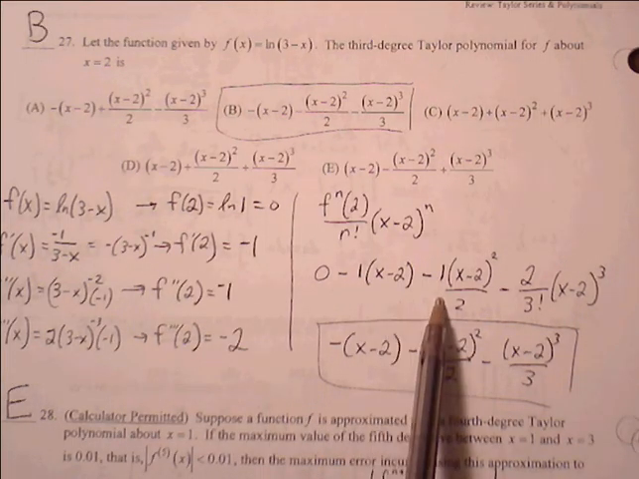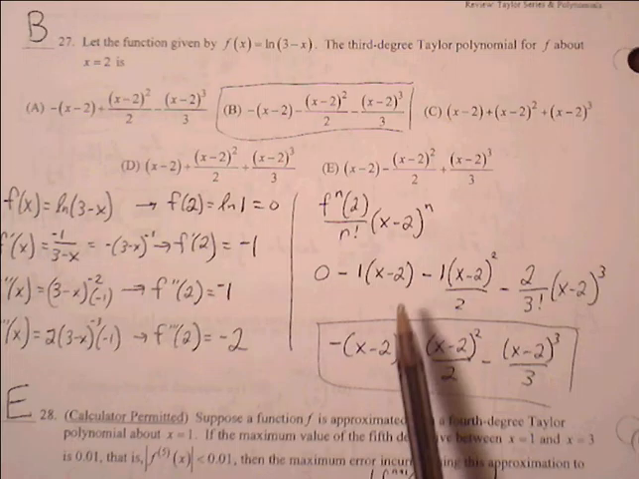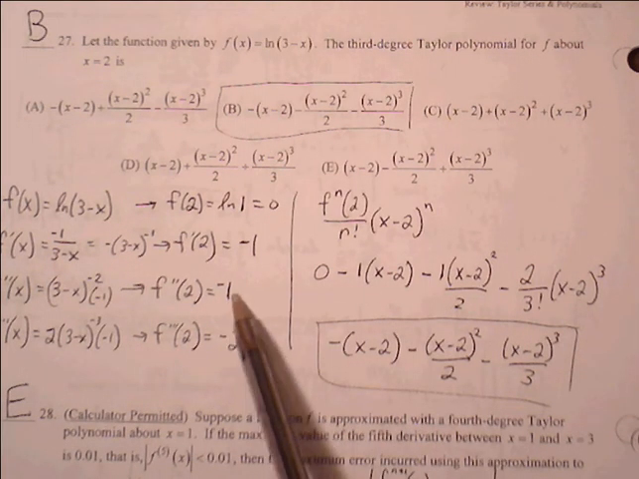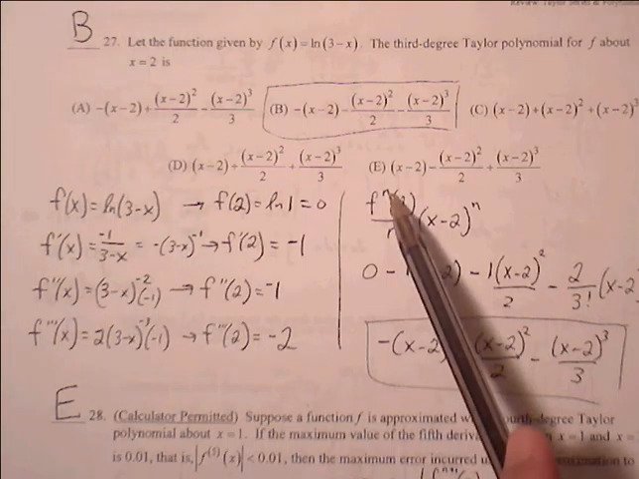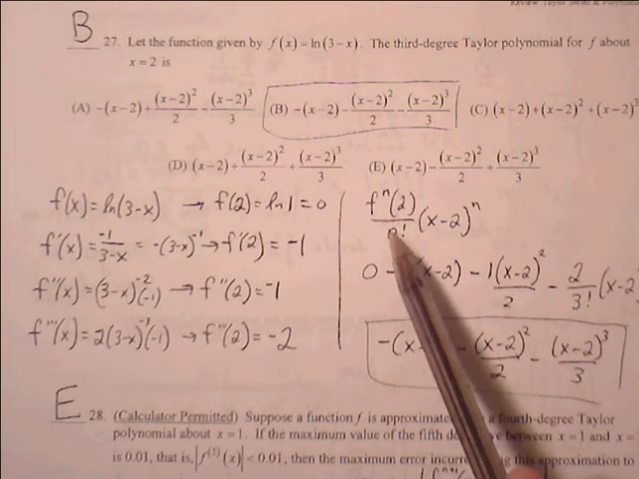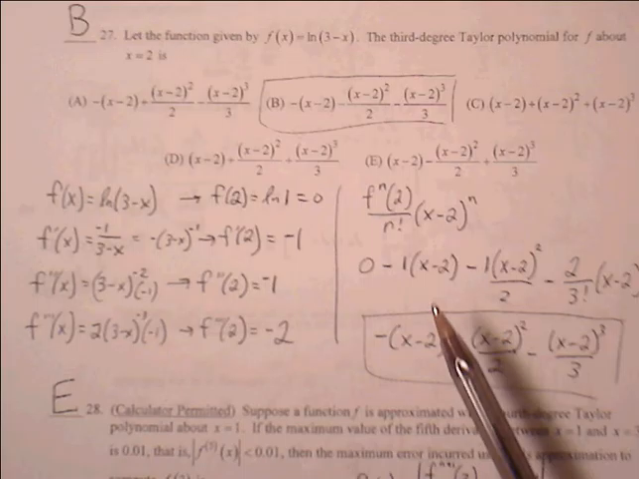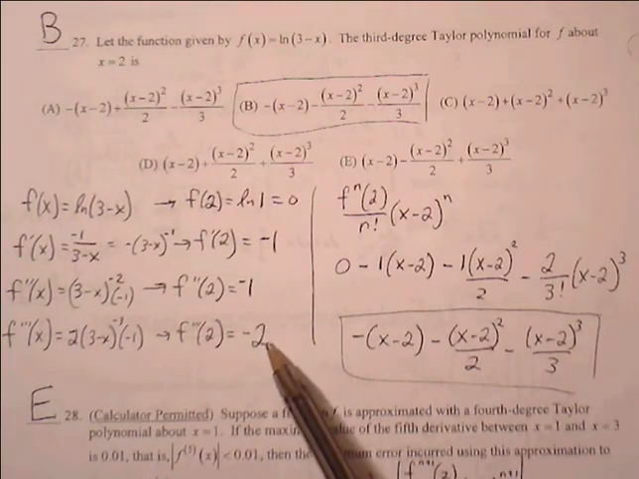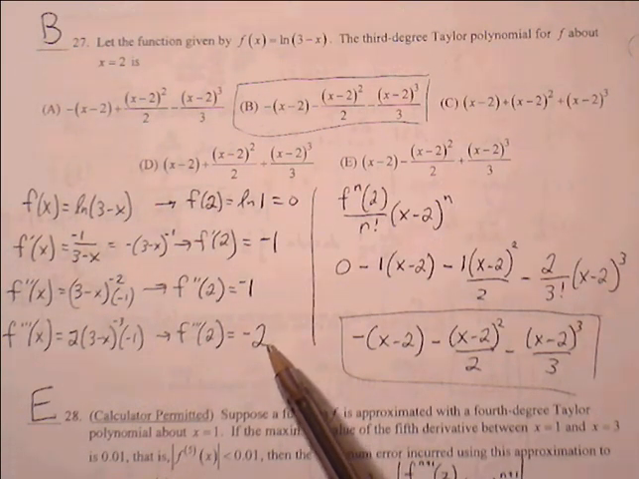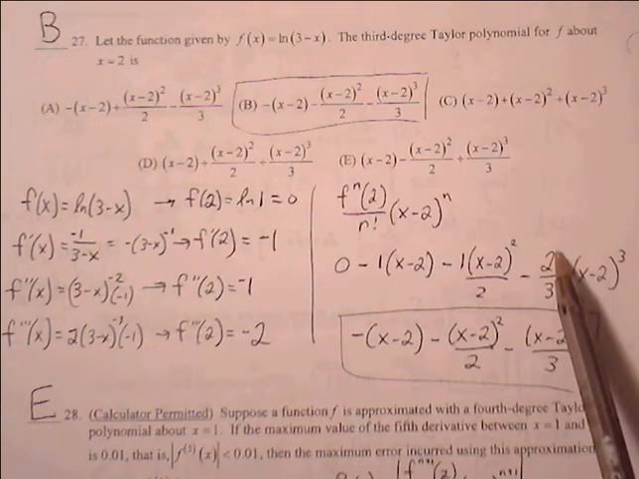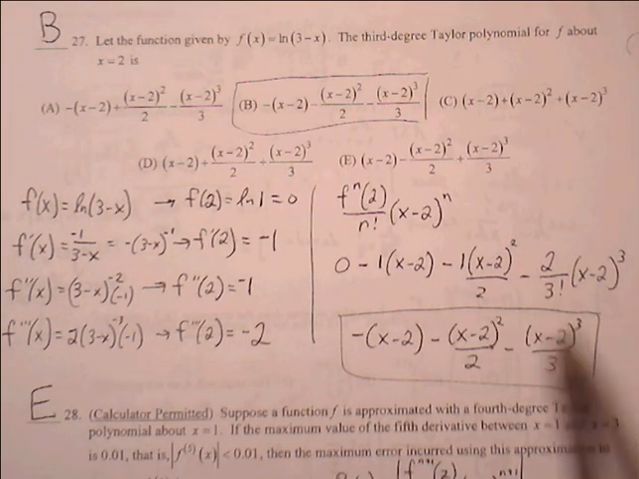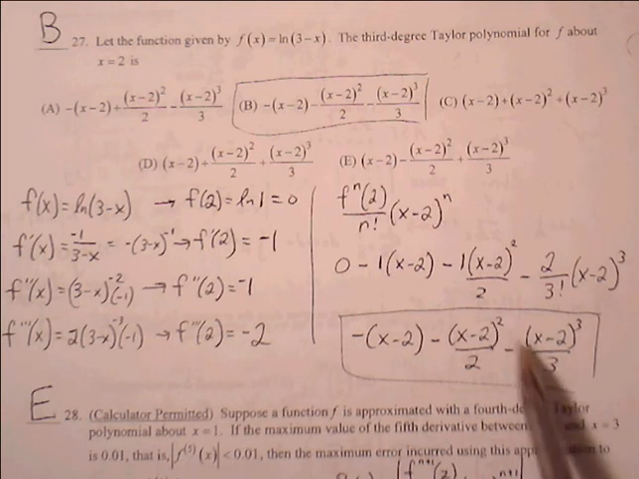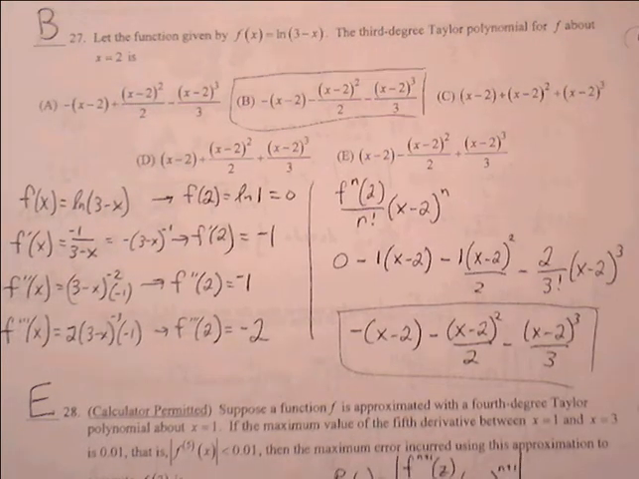And then from the second term on, we can build our Taylor series here. So the second derivative evaluated at 2 is negative 1. So negative 1 gets plugged in here over 2 factorial times x minus 2 squared. And then the third derivative evaluated at 2 is negative 2 over 3 factorial times x minus 2 cubed. And if we simplify this, we have something that matches answer choice B.